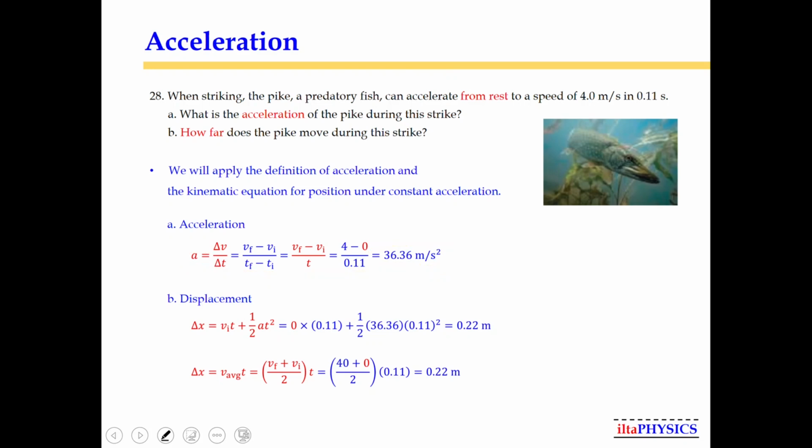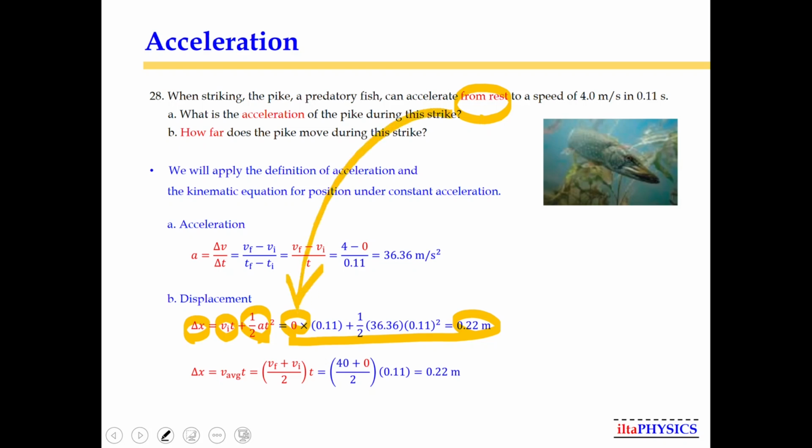The distance traveled, or displacement, can be found in two ways. First, using the formula with initial velocity and acceleration: 1/2 times acceleration times time squared, which gives 0.22 meters. In this problem, since it says the pike started moving from rest, please keep in mind that the initial velocity is given as 0.